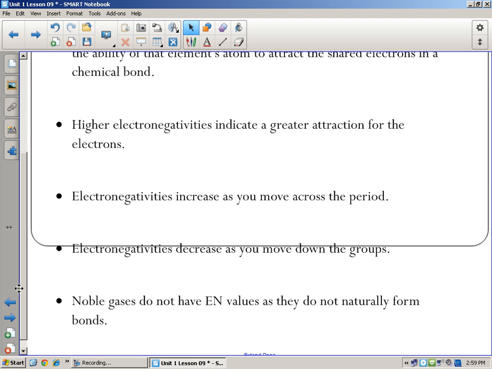So higher electronegativities indicate a greater attraction for electrons. Electronegativities increase as you move across a period. So as you go from left to right, look at the values. Just look at your periodic table. I might ask you this question someday. This is easy. As you move from left to right on the periodic table, what do you notice about electronegativities? They tend to generally increase, yes? Because we're going from metal to something very non-metal. So obviously, electronegativities are going to increase. The ability to attract electrons is going to increase.